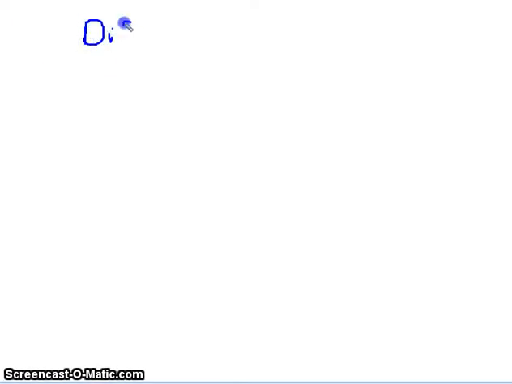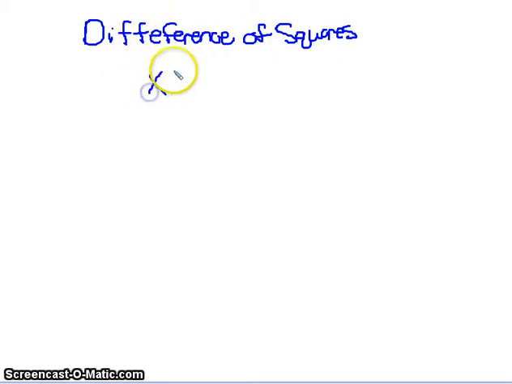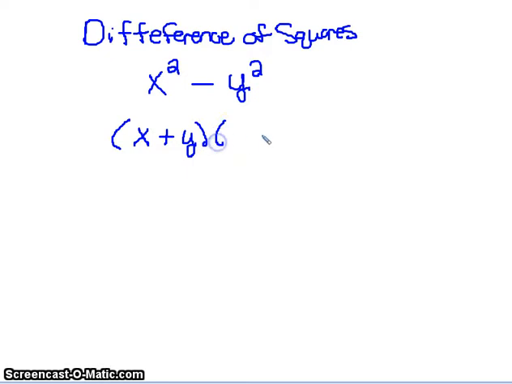We talked a little bit about the difference of squares. And so we know that the difference of squares works with anything that is in the form of x squared minus y squared. If we see something in the form of x squared minus y squared, we can actually factor it into x plus y times x minus y.